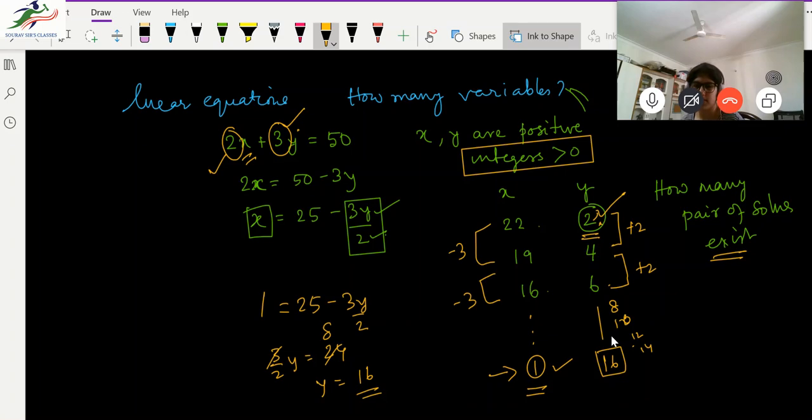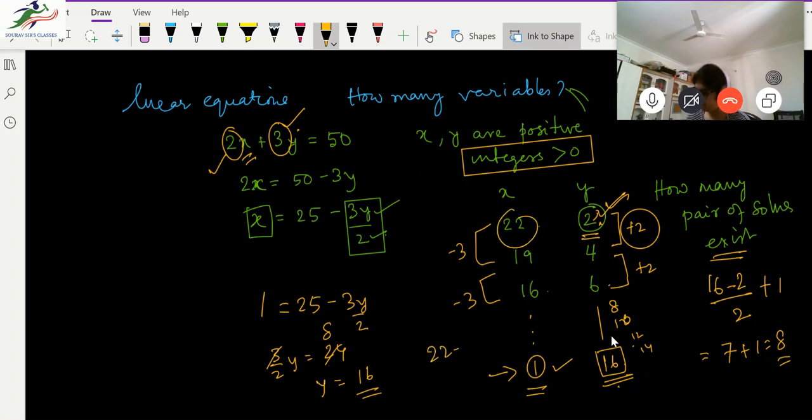And the simple way to find this out is look at the last value, which is 16, minus the first value, which is 2, divided by the common difference, which is 2, plus 1. That means 14 by 2, which is 7, plus 1, which is 8 pairs, right? And this would be the same if you do it with x. So (22 minus 1) by 3 plus 1.